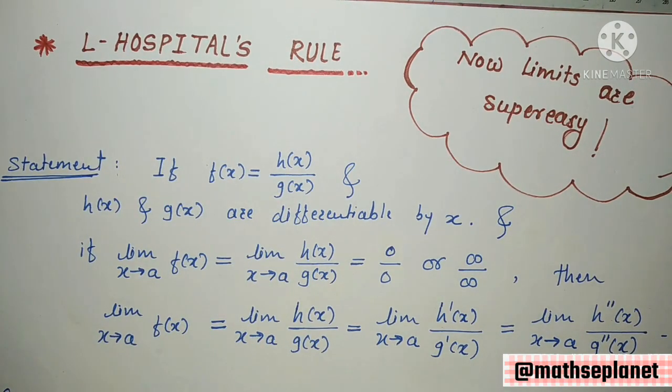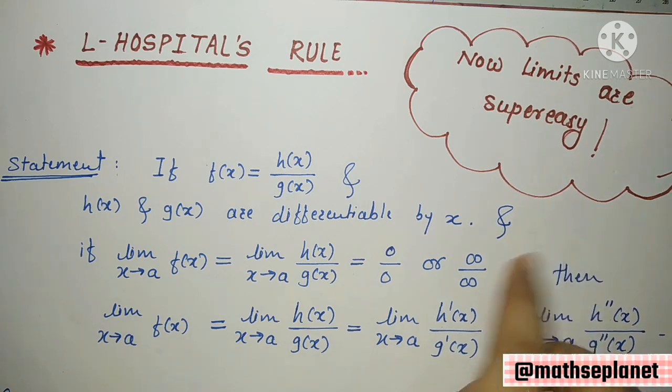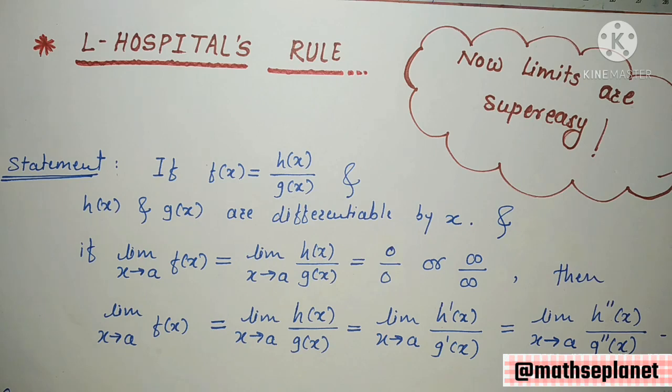And how can we use this L'Hopital's rule? There are totally 7 indeterminate forms. This is a separate topic of discussion, but you should know what the indeterminate forms are. I am just telling you for information, but here we are dealing with the 2 indeterminate forms 0 by 0 or infinity by infinity.